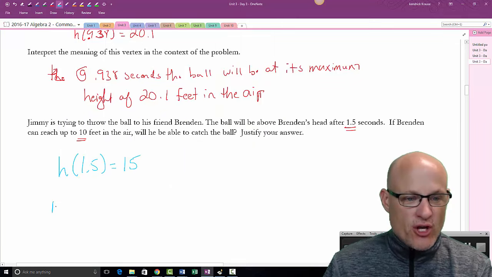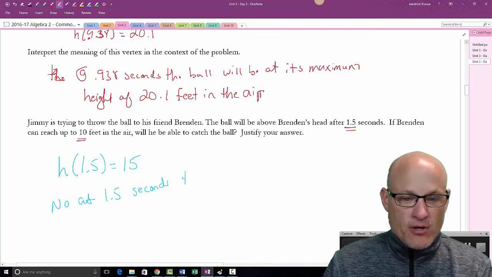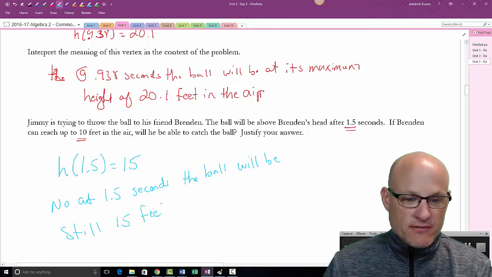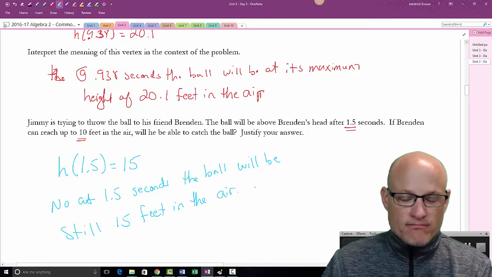So the answer is no. At 1.5 seconds, the ball will still be 15 feet in the air.